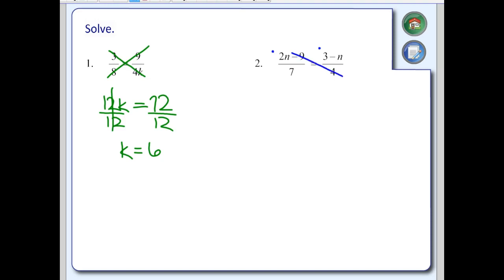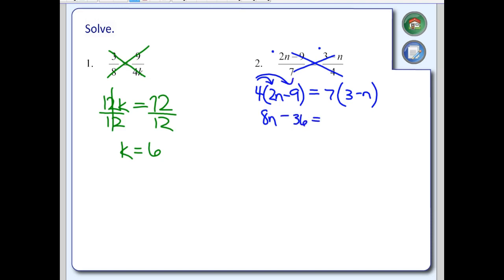So let's set that up and see how that looks. We're going to multiply these two together. I like to write it like this. Realize we're going to have some distributive property going on. Equals, and then we've got 7 times 3 minus n. So once again, what do we need to do first? Yeah, we need to take care of that distributive property. So we've got 4 times 2n is 8n. 4 times negative 9 is negative 36. And let's go to the other side. 7 times 3 is 21. And 7 times negative n is negative 7n.